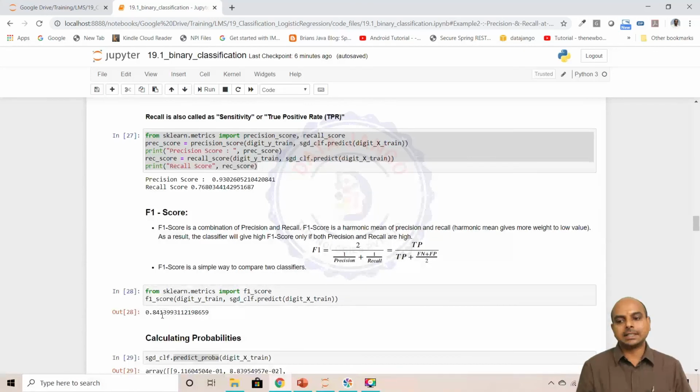So that ends the binary classification with logistic regression, and how to play with thresholds and get the precision and recall scores you desired.